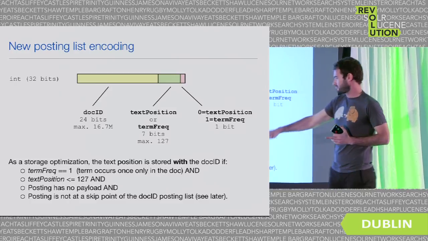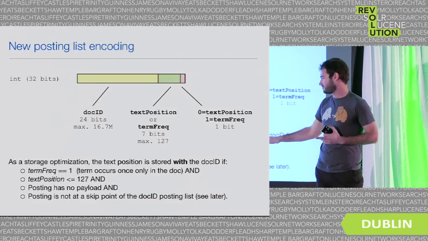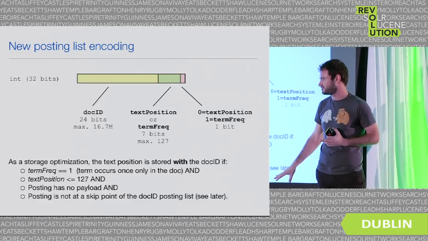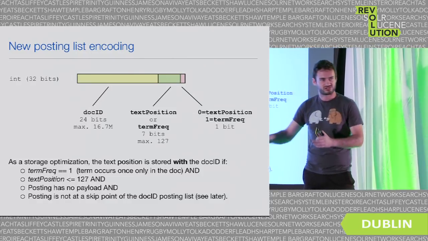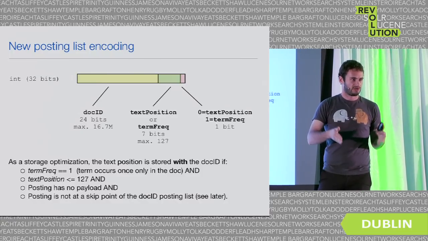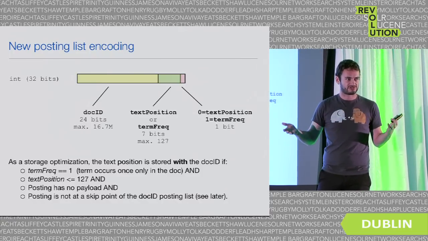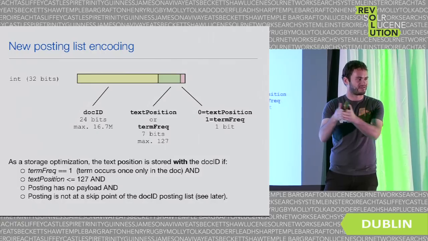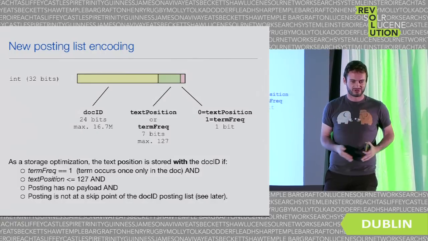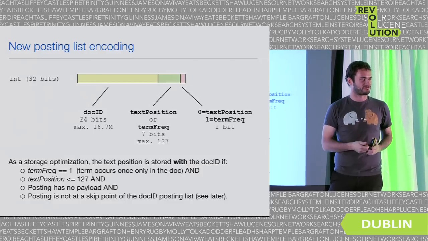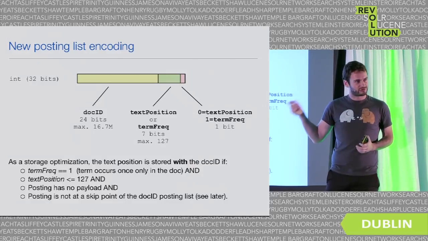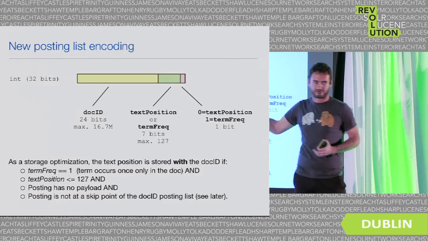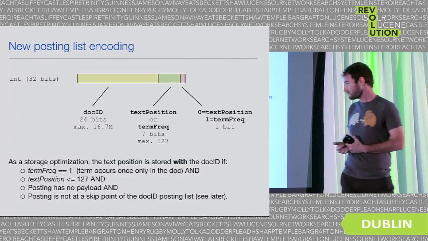There are some other conditions that have to be fulfilled in order for us to inline. They're kind of like implementation details. The text position has to be smaller than 127, because 7 bits can only store the value 127. So if we had a tweet that had 140 characters and like 140 tokens, and the token occurs at position 140, then we would not be able to inline that position because the number 140 cannot be stored in the 7 bits. But of course, that doesn't happen very often.